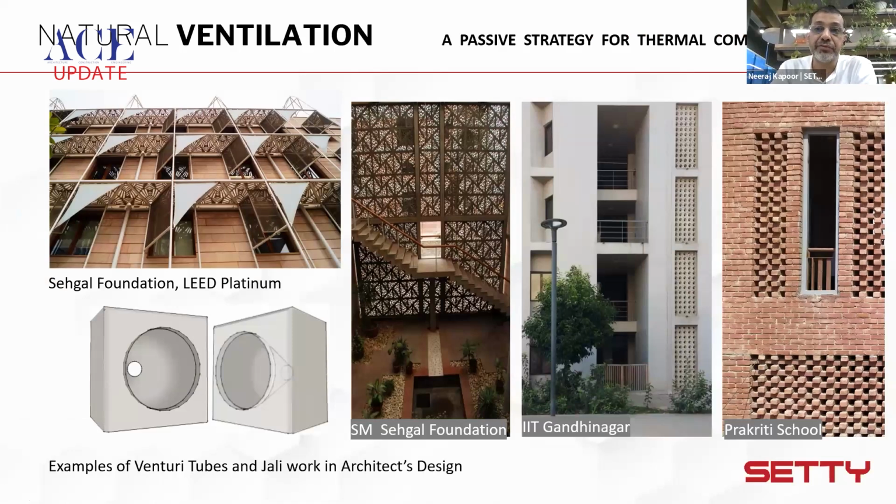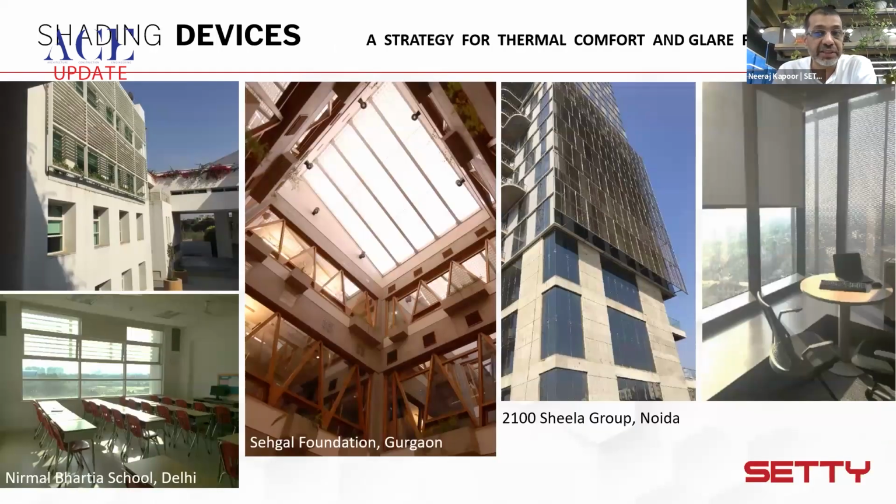Whether a passive strategy for thermal comfort variability, can we just simply open up the building? Can we start having jalis? These are again different projects where we have deployed venturi tubes and jalis, which facilitate variability in thermal comfort and mitigate the harsh effects of the shading devices, like the previous presenter Vikas had mentioned.